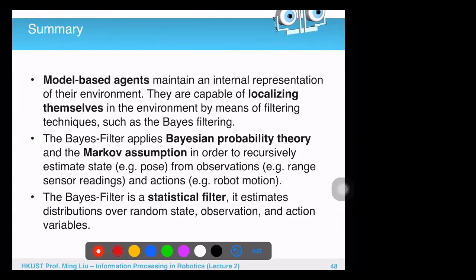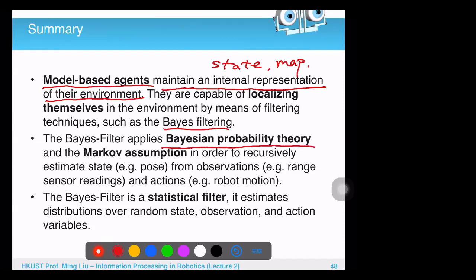Okay, a summary of this lecture. We introduced model-based agents. We maintain an internal representation of their environment. So typically we call these either a state or a map, if you have such a model. And they are capable of localizing themselves in environments by a filtering technique, such as this Bayes filter. And we apply Bayesian probability theory.